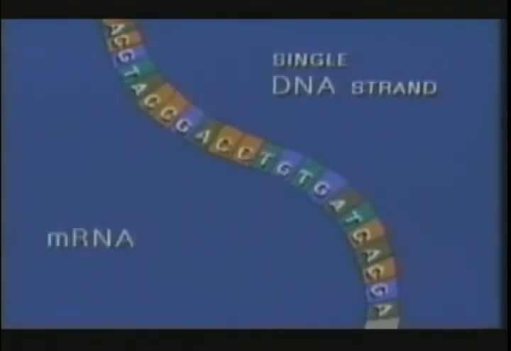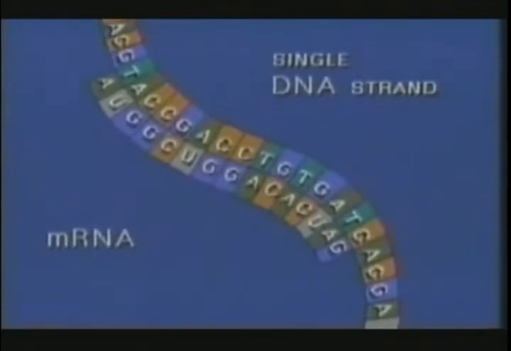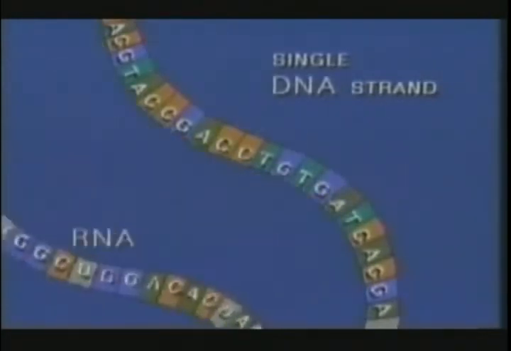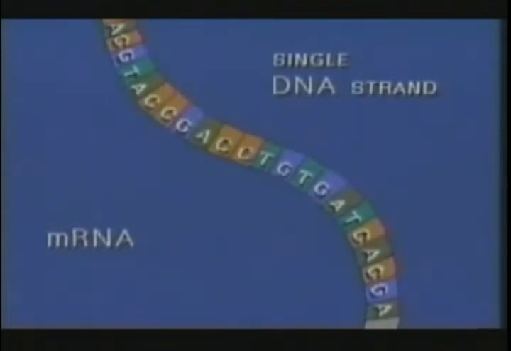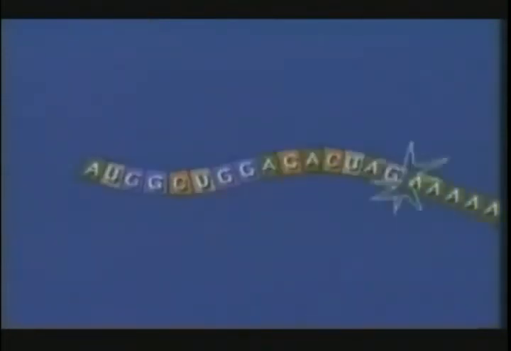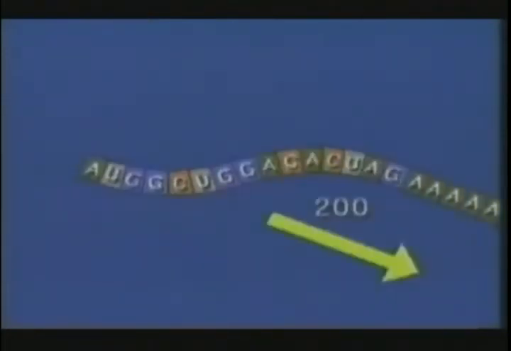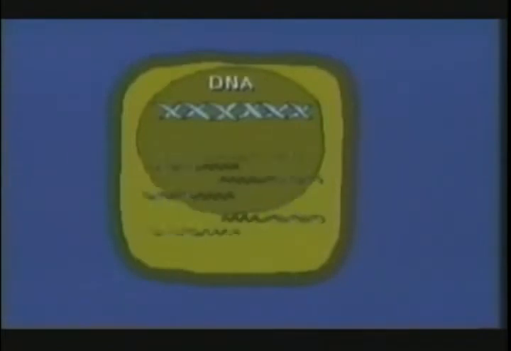Protein synthesis begins with the transcription of messenger RNA along a section of the unwound and unzipped DNA strand. Once the complementary strand is completed, a protective tail, 200 nitrogenous bases long, is added, and the newly created messenger RNA passes from the nucleus into the cytoplasm, where it incorporates itself into the structure of one or more ribosomes.